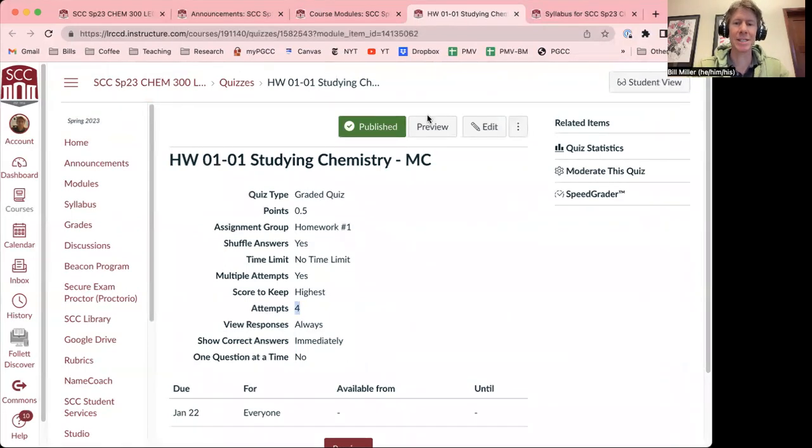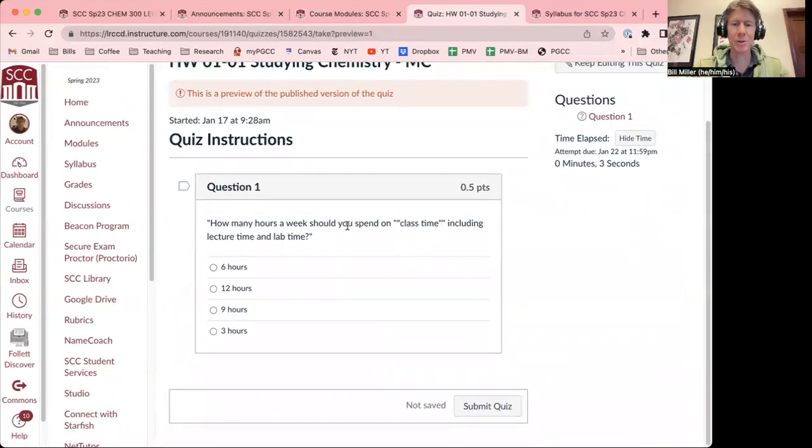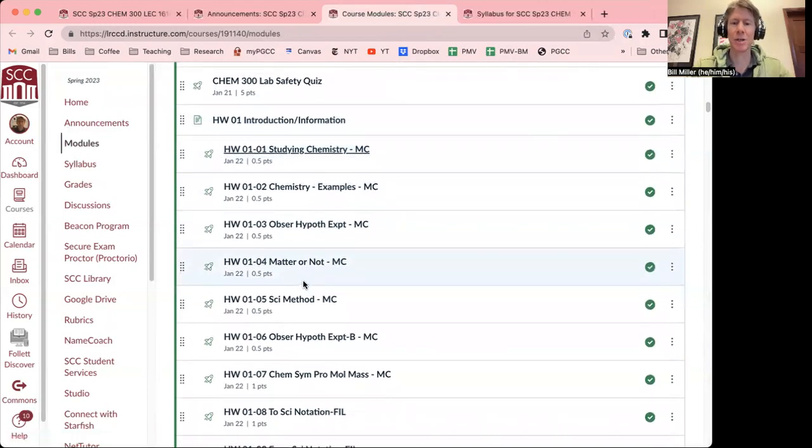These are all pool-based. So when you get a question, it says, how many hours a week should you spend on class time, including lecture time and lab time? That's information that's in the lecture outline. So if you've got your lecture notes, you've written them down, you'll be able to answer it. And most of these, I don't know about that one actually, but most of these are what are called pool questions.